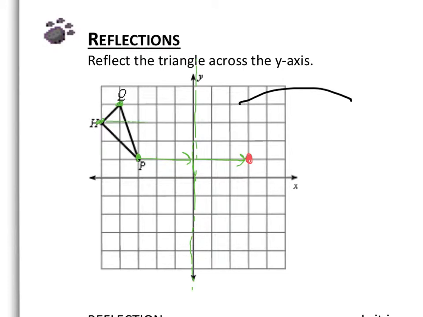H is 5 units from the edge. 1, 2, 3, 4, 5. So the new point is going to be 5 units. So we've reflected H to this point. And Q is 4 units to the y-axis, so the new point will be 4 units from the y-axis. And we have Q. So we connect these dots, and what we have now is the reflection across the y-axis.